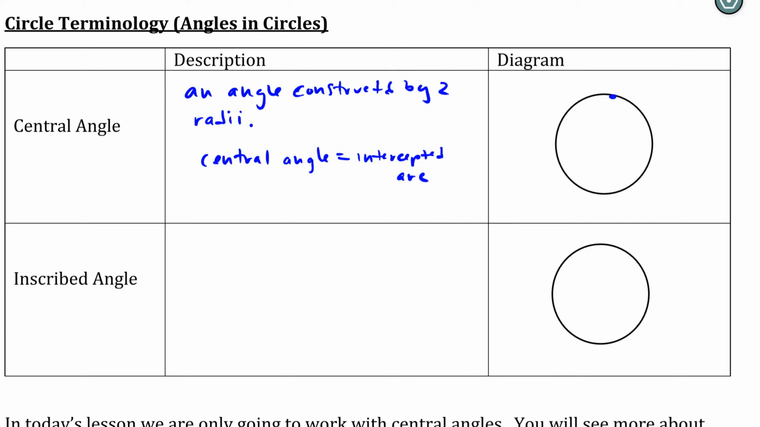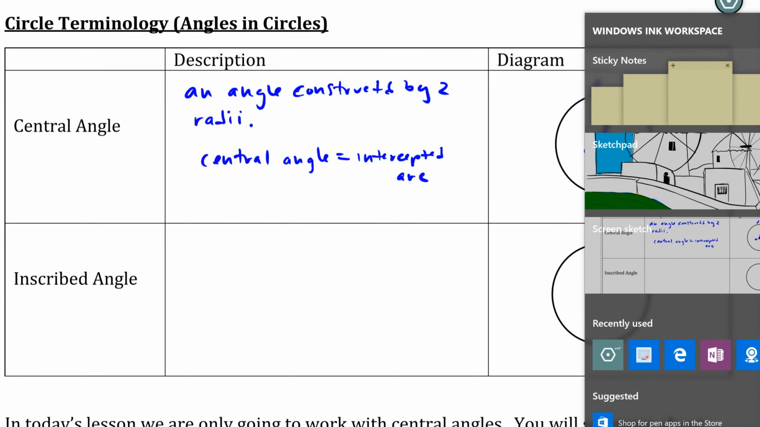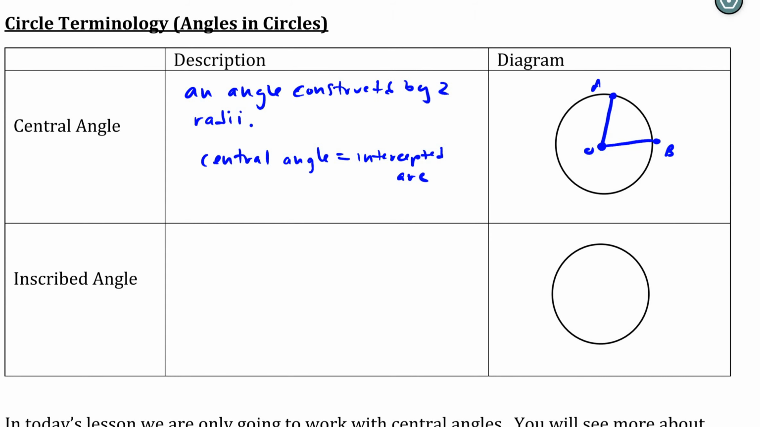So if I make a central angle here, AOB, I can say angle AOB is equal to arc AB, this arc around the outside. So the crust of the pizza is equal to the arc here.